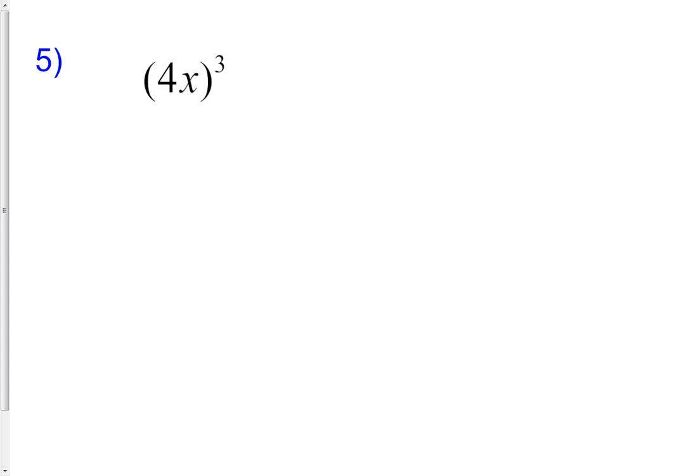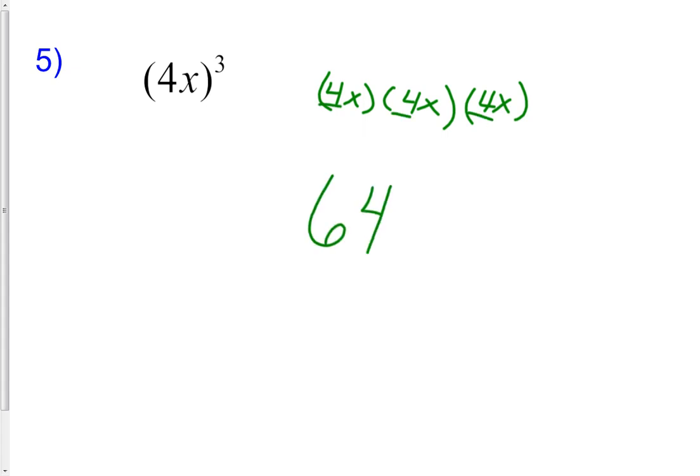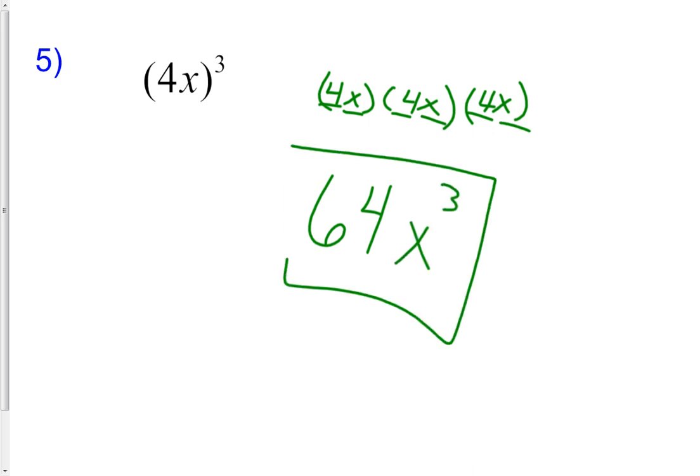Question number 5, we have 4x cubed, so it's kind of like 4x times 4x times 4x. It's 4x times itself 3 times. So 4 times 4 times 4 is 64, and x times x times x is x to the third. 64x to the third.